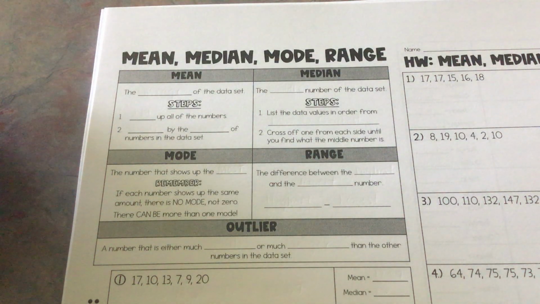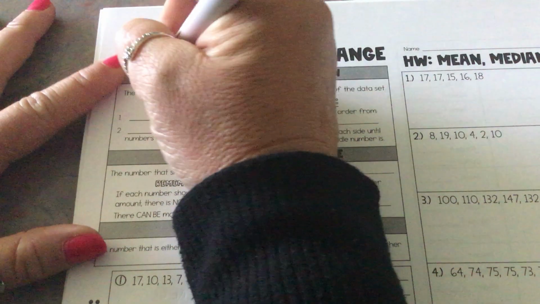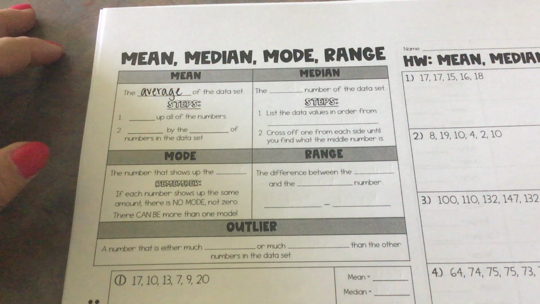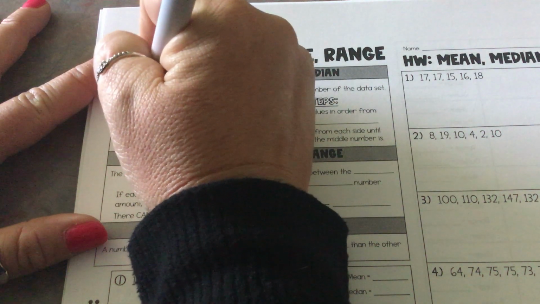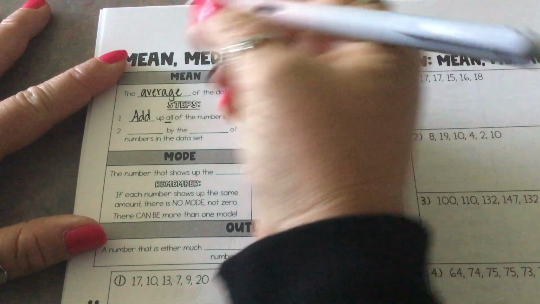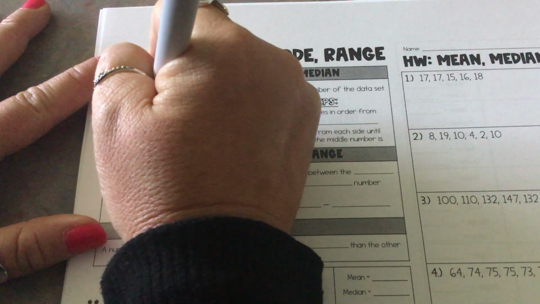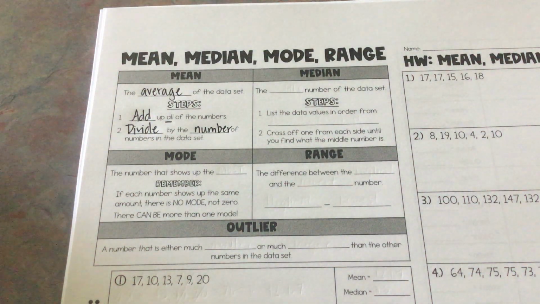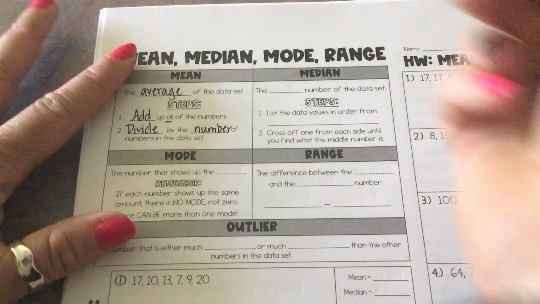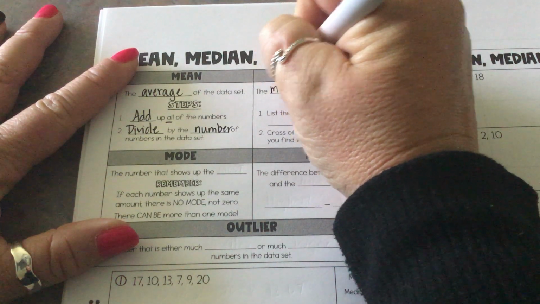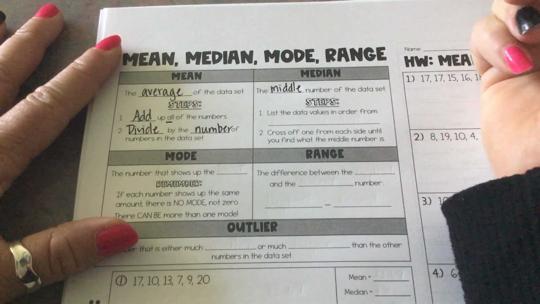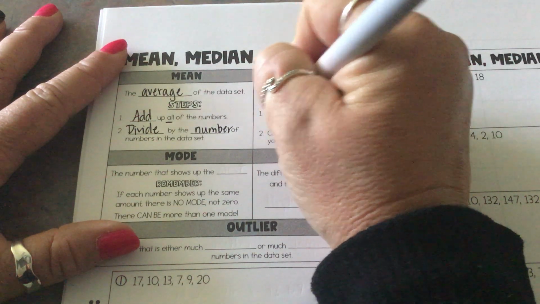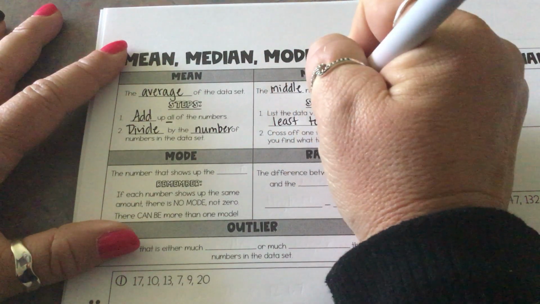All right, so when we're talking about the mean, the mean is the average of the data set. The steps that we take: we're going to add up all the numbers, and then you divide by the number of numbers in the data set. When you're finding the median, you think about the middle of the data set. The steps that you take, you have to list your data values in order from least to greatest.